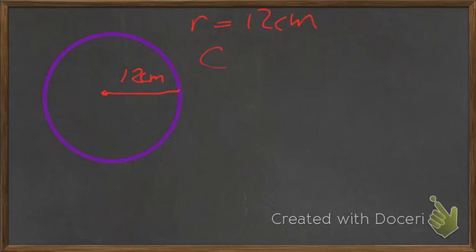If we want to find the circumference, what is that? It is the distance around the outside. You're right. What is it?